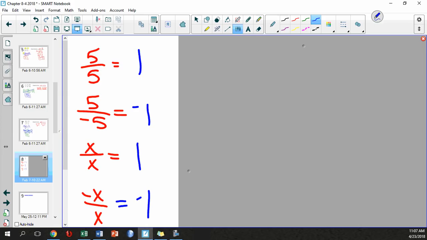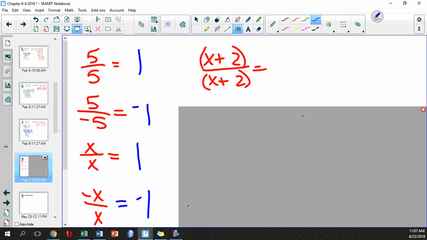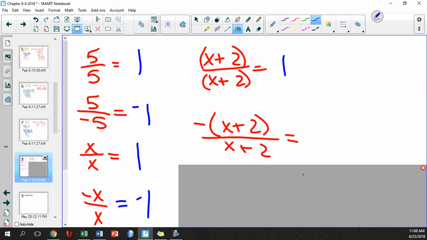You with me? So when the variable is the same but the signs are opposite, the outcome is negative 1. When the signs are the same and the variable is the same, the outcome is positive 1. Do we all get that? Okay, well, let's come over here. Well, what's x plus 2 divided by x plus 2? Because they're exactly the same. Would you agree? Okay, well, what about this? They're exactly the same except for I have a negative here, don't I? So the outcome is going to be negative 1.